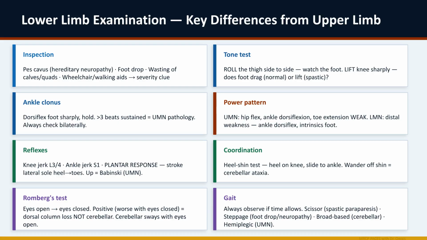Reflexes, knee jerk, L3/4, ankle jerk, S1, and crucially, the plantar response. The plantar response, use an orange stick or key. Stroke firmly along the lateral border of the sole from the heel toward the little toe, then curve medially under the ball of the foot. Normal response, the toe is flexed downward. Abnormal response, Babinski sign, is extension of the big toe, often with fanning of the other toes. Babinski is a sign of upper motor neuron pathology.